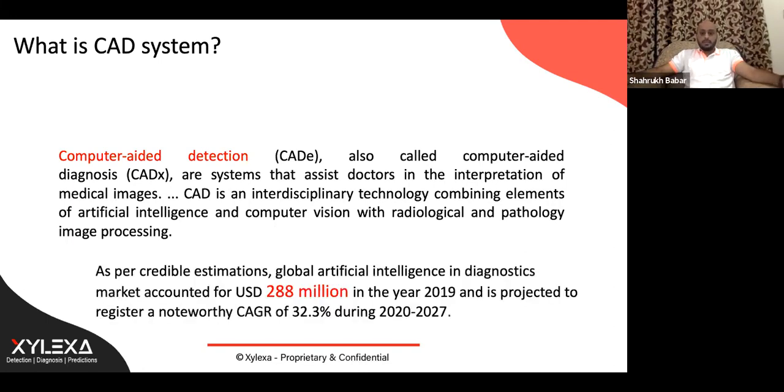The global artificial intelligence diagnosis CAD system market was 288 million in 2019, and it is projected to grow through 2027 at an annual growth rate of 32.3 percent. This is a massive adoption of artificial intelligence, driven by population pressure globally, where we have very limited facilities and very limited expert radiologists. We need assistance to increase accuracy, reduce reading time, improve the workflow, and save lives.